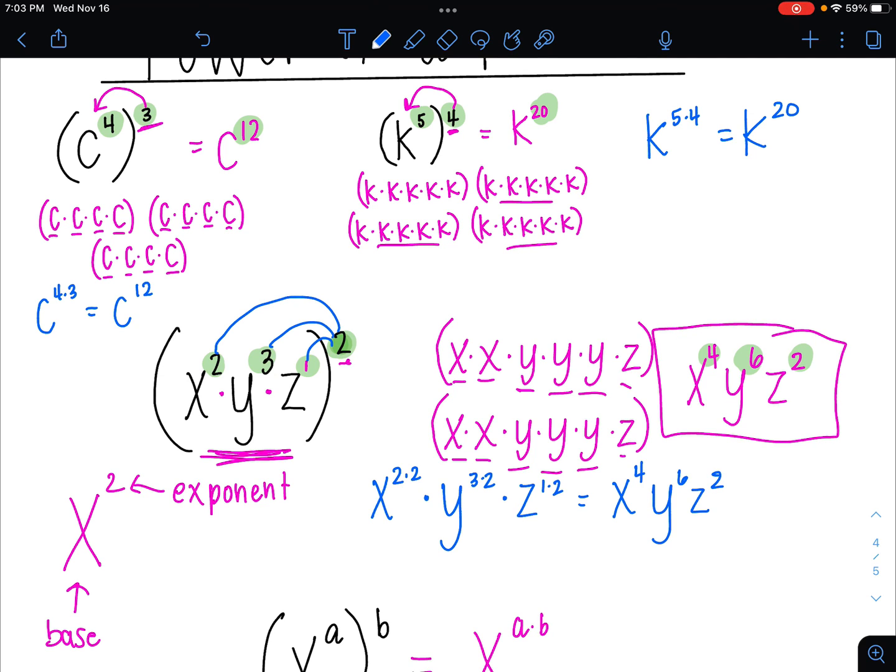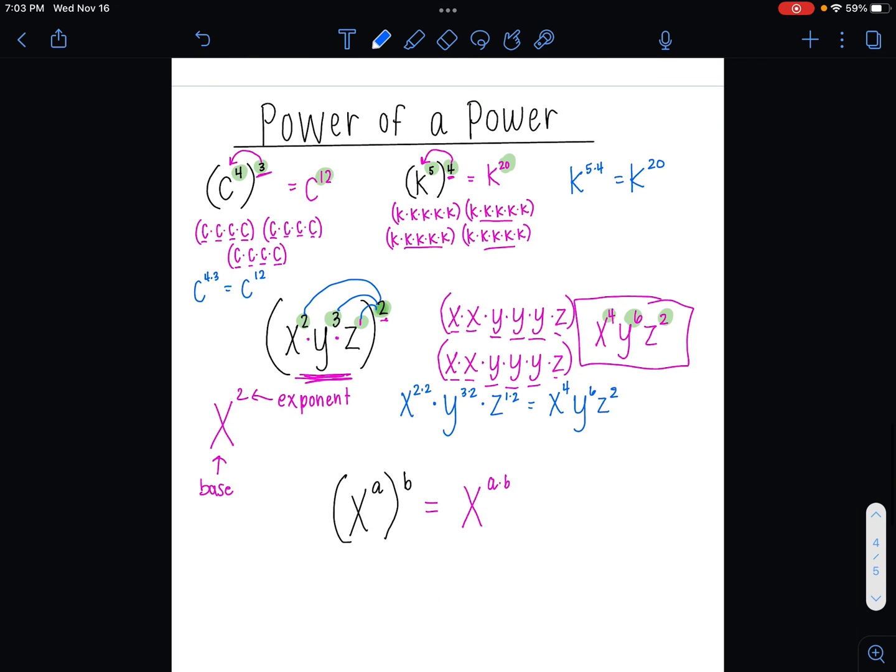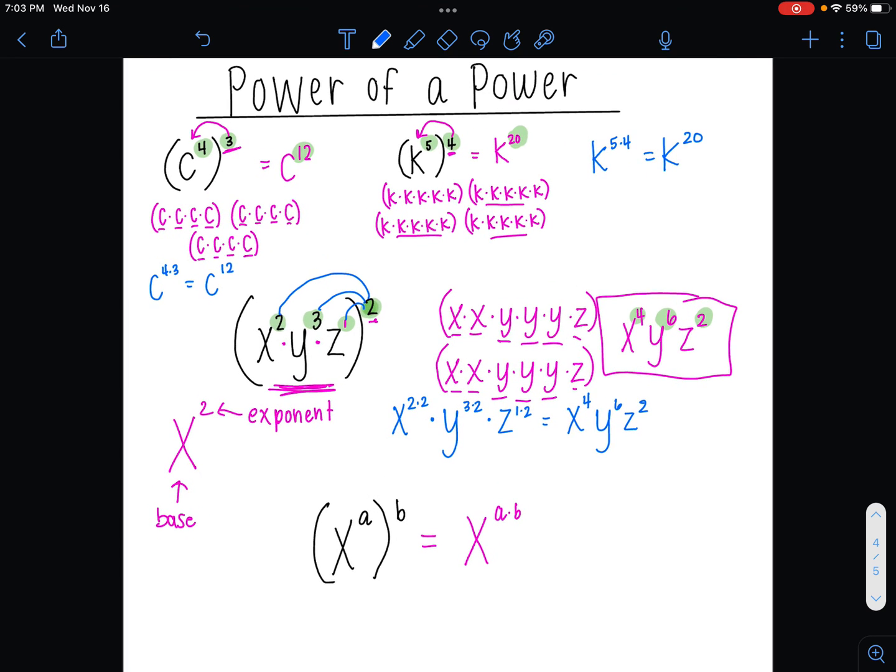So no matter which way feels most comfortable, whether you put it out into factored form or you use the shortcut rule, this is how you know how to get the answer.